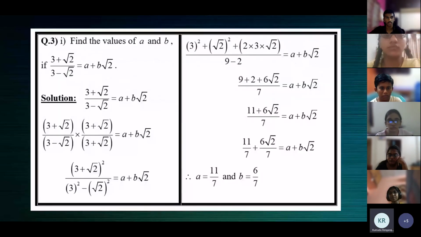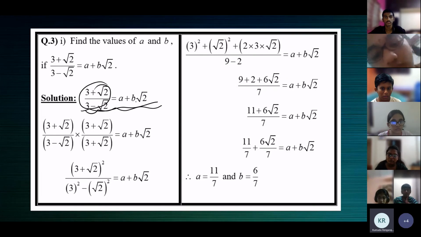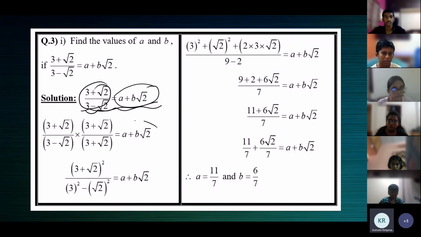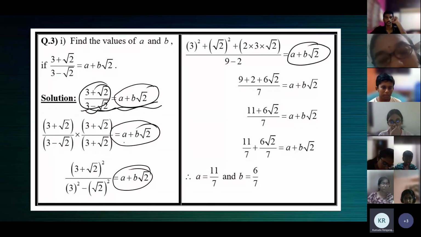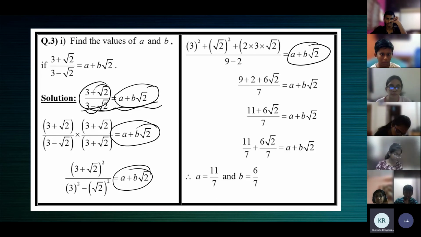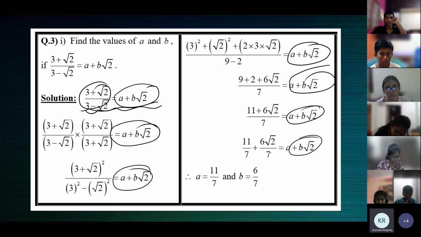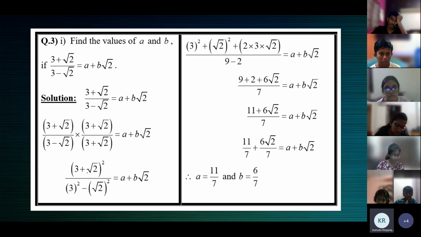Please go through, children. See how it is presented. This is given. For this expression, the right-hand side a + b√2 simply comes as it is. So everything is happening only in the LHS, nothing in the RHS. The RHS is simply a + b√2, and you simply keep writing it till the denominator is rationalized.